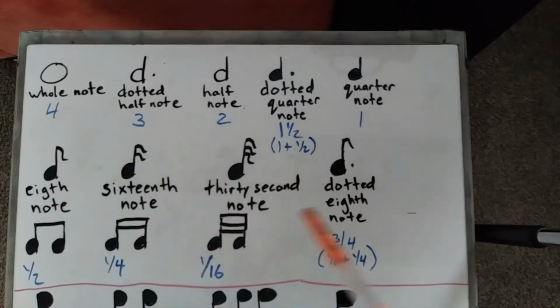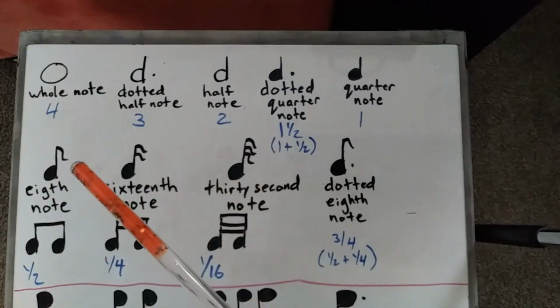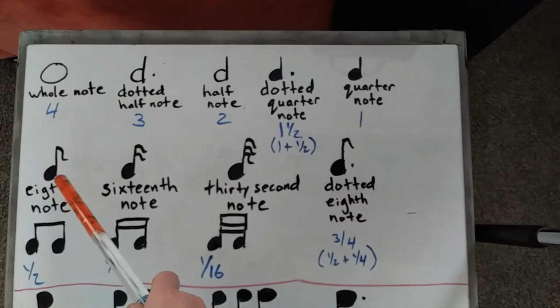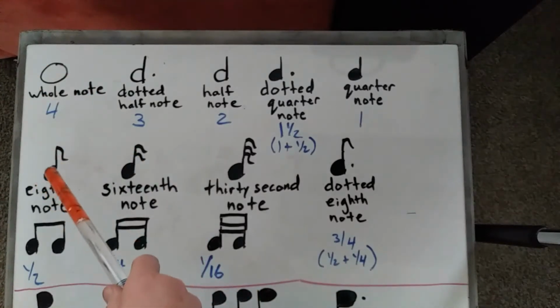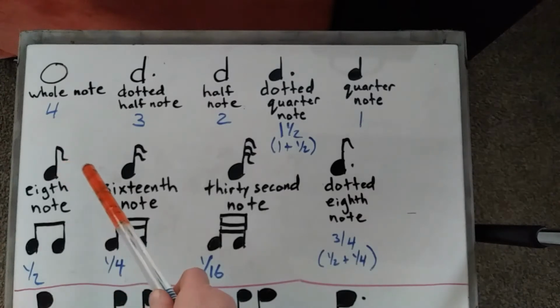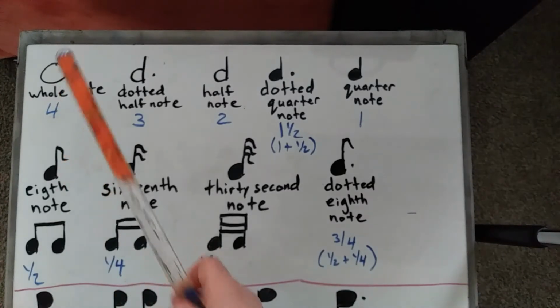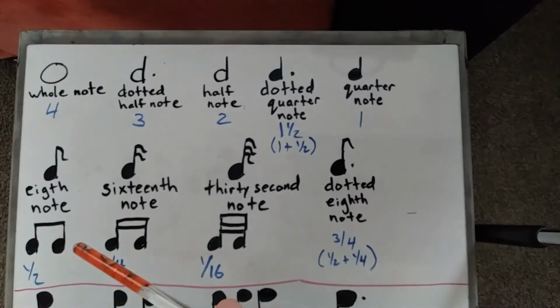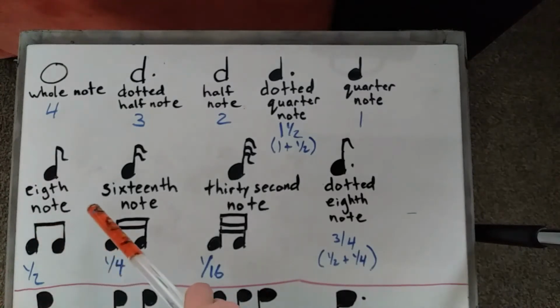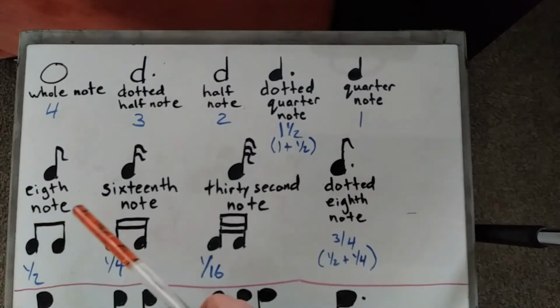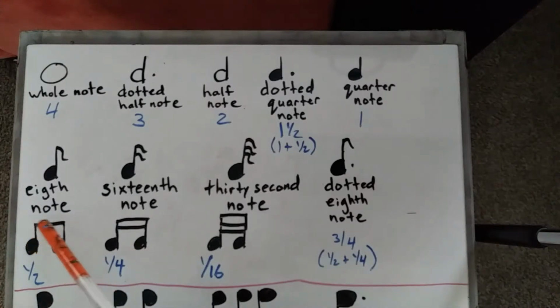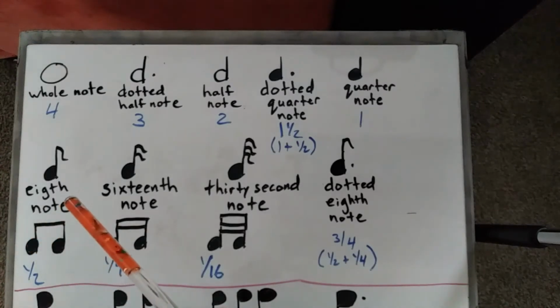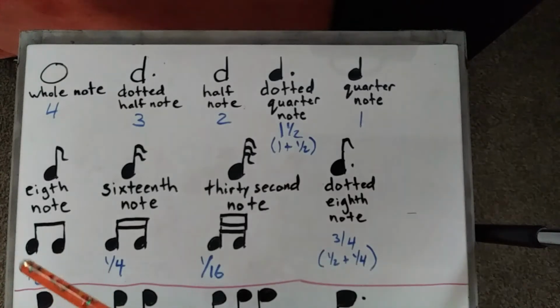Now, what about these notes? These notes are actually worth less than 1 beat, less than 1 count. And we're going to talk a little bit about why. So an eighth note has a note head and a stem, but it also has a flag coming off of the stem. 1 flag. Now, if you have more than one eighth note, you can connect them together with a beam. Eighth notes will be connected together with 1 beam if there's more than 1. And they are worth 1/2 of a beat.